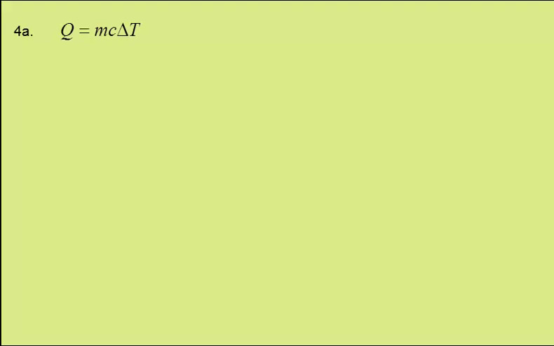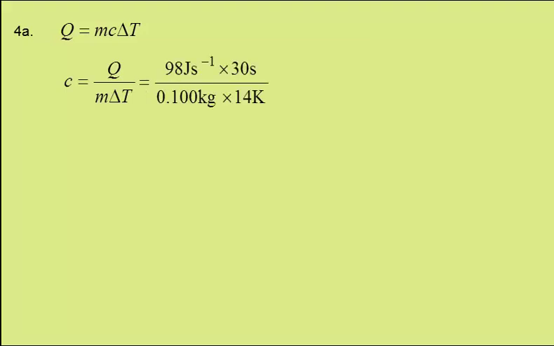Well, using energy supplied is equal to mass times specific heat capacity times temperature change, we can rearrange for the specific heat capacity, putting in the values given in the question, not forgetting that 100 grams is 0.100 kilograms, and this gives a specific heat capacity of 2100 joules per kilogram per Kelvin.